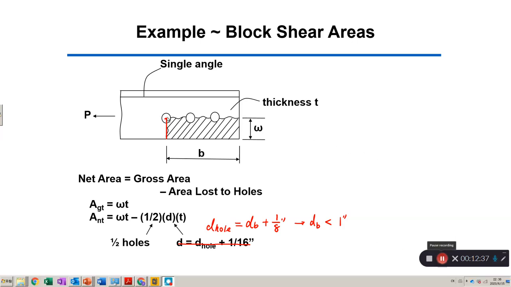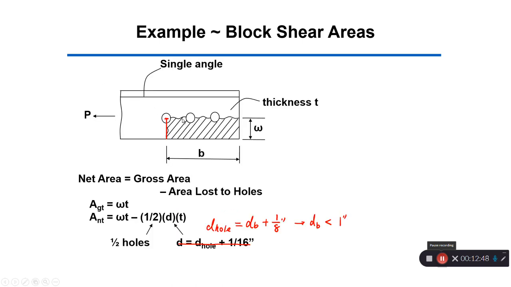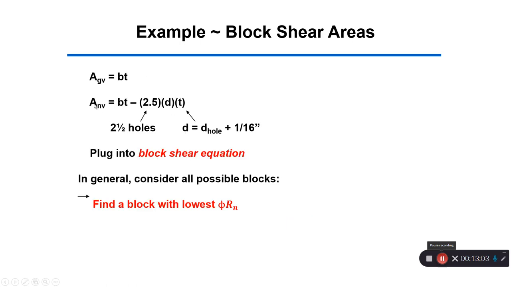Then we go ahead to calculate ANV. Okay. So before we get ANV, we have to calculate AGV, right? So AGV is the total length of the shear plane B times the thickness. And along this shear plane, there are 2 and 2.5 holes that need to be deducted to get ANV. So ANV equals BT minus 2.5 holes times d times t, and again, let's just say the d is equal to d bolt plus 1/8 for d bolt less than 1 inch.